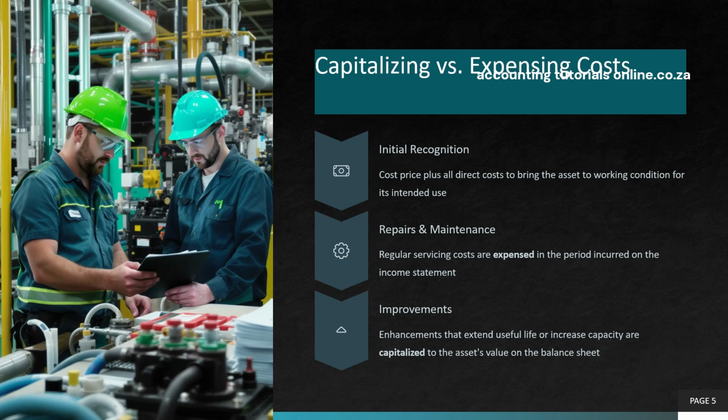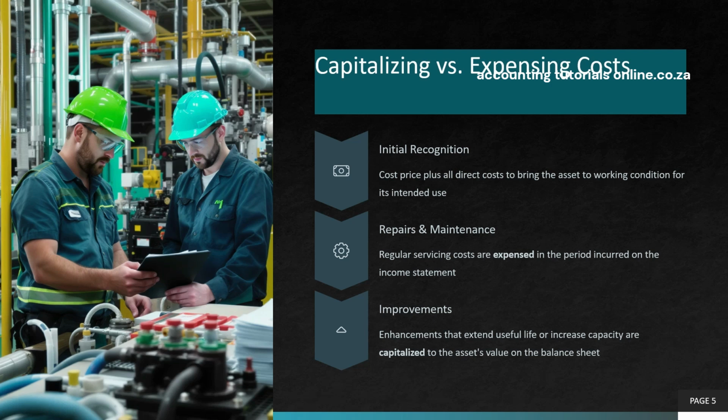Initially, assets are recognized at cost. The cost includes the cost price on the invoice plus all direct costs to bring the assets to a working condition for intended use. And then we also have expenses such as repairs and maintenance. These regular servicing costs are expensed in the period incurred on the income statement. So we are saying these are not capitalized.